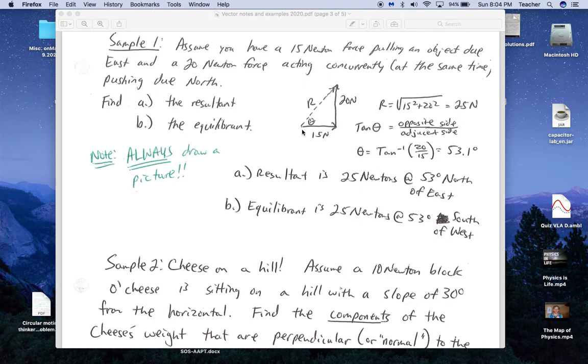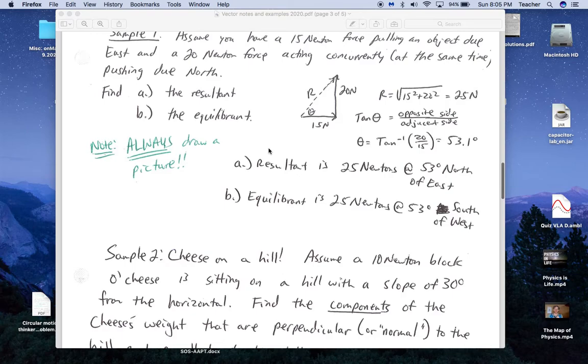Why north of east and not east of north? Because my adjacent side is east. I'm going north of east up here. So I start out east and then I go north. If you'd drawn it differently, then your answer would be 25 newtons at 37 degrees east of north, which would be just as correct.